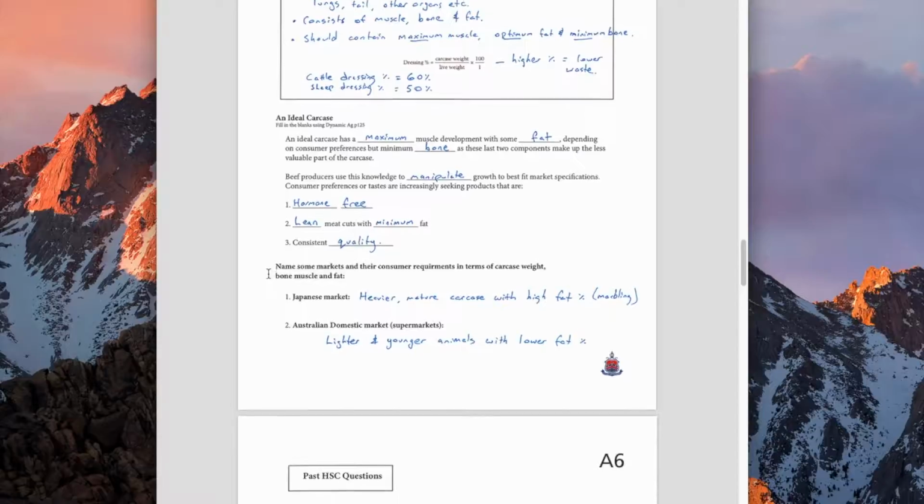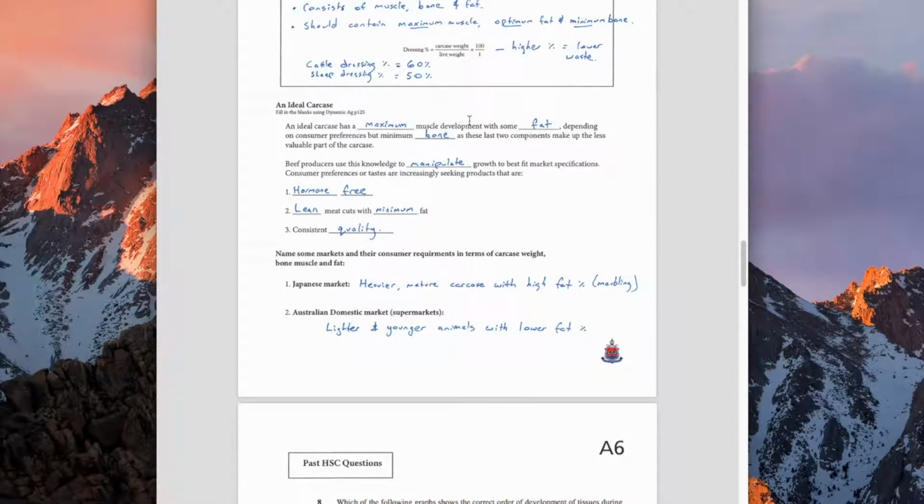Okay, so as we said, an ideal carcass has maximum muscle with some fat, depending on consumer preferences, but minimum bone. And as we'll talk about in a second, some markets prefer more fat than others. Those last two components, fat and bone, make up the less valuable part. Obviously, the muscle or the meat, the beef, is worth the most. So beef producers use this knowledge to manipulate growth to best fit market specifications. Consumers these days are looking for things that are hormone-free.